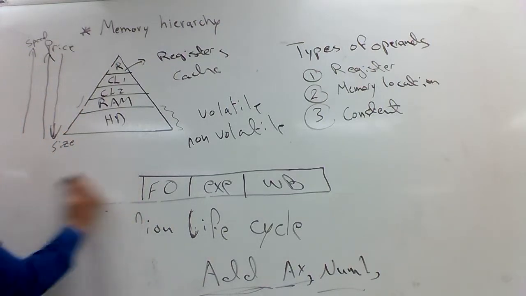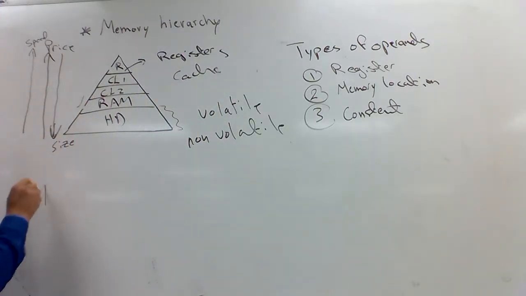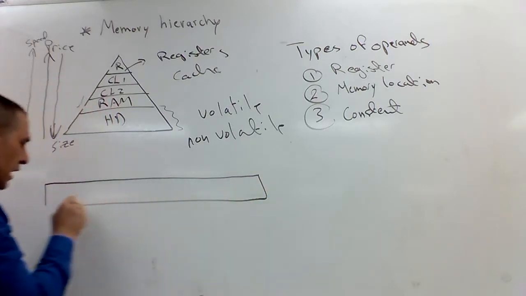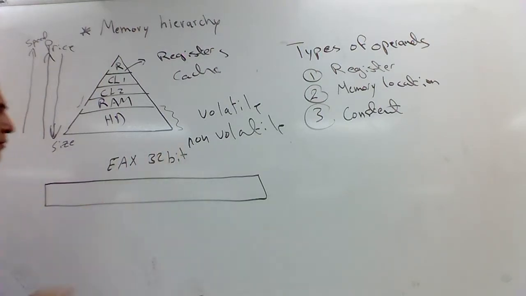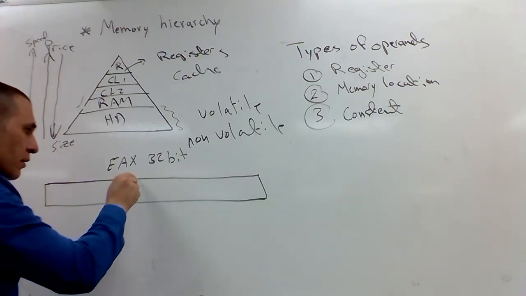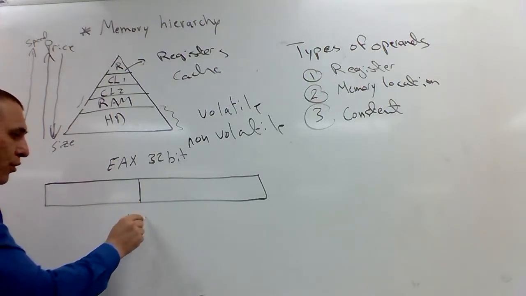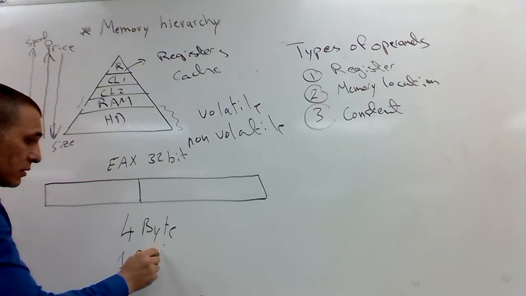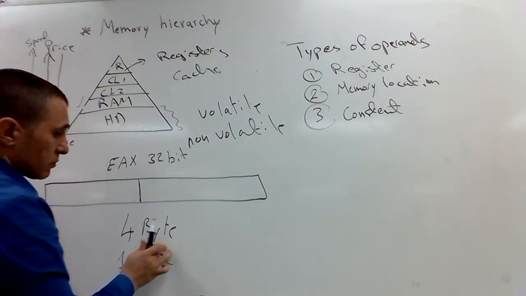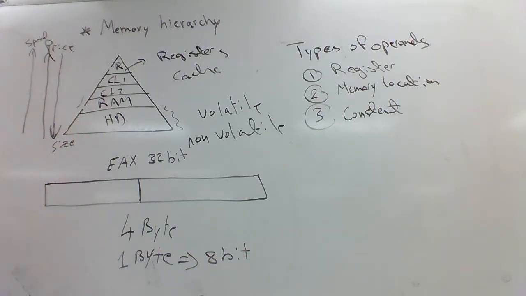Now let's see how I can break my registers down. Remember, EAX was how many bits? It was 32 bit, but this can be broken down. 32 bit is how many bytes? 4 bytes. Remember, 1 byte equals 8 bit. So 32-bit is 4 bytes. This is EAX, a 32-bit register.